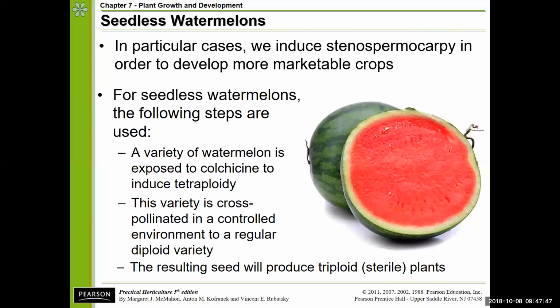For seedless watermelons, they actually undergo kind of multiple generations. They will take a variety of watermelon and expose it to colchicine, which is a natural chemical that is obtained from the crocus plant. And I have no idea who figured this out, how they figured it out, but that's just one of these miracles of plant science. Someone working in a lab somewhere noticed that colchicine, when exposed to particular plants, induces tetraploidy.